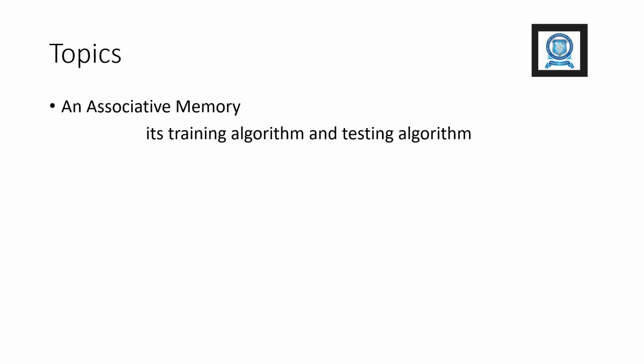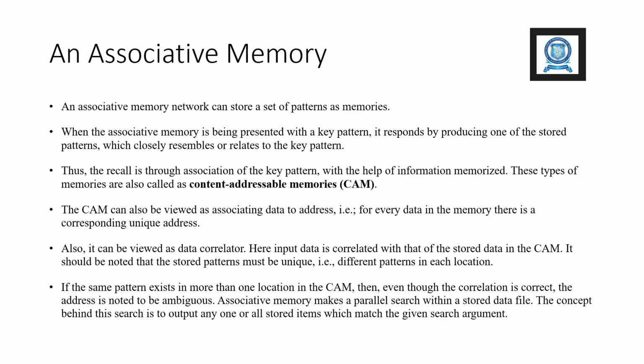The topic covered in this presentation is an associative memory, its training algorithm and testing algorithm. An associative memory network can store a set of patterns as memories. When the associative memory is presented with a key pattern, it responds by producing one of the stored patterns which closely resembles or relates to the key pattern. Thus, the recall is through association of the key pattern with the help of information memorized. These types of memories are also called content addressable memories.